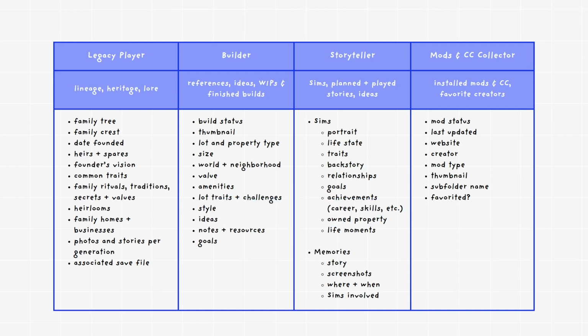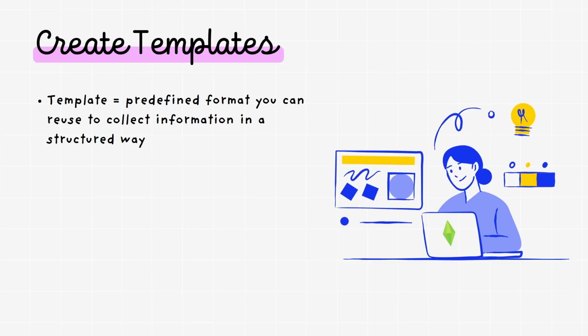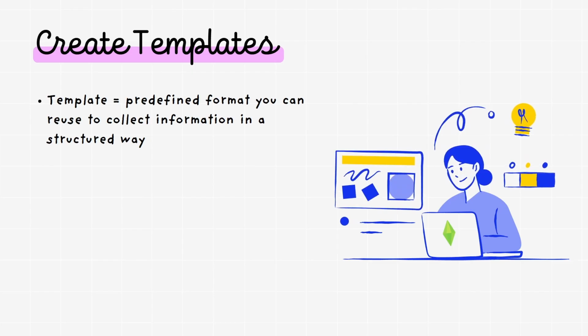But as you can see, even if you focus on one purpose, there's still quite a lot of little things that you want to keep track of. A lot of little details you want to remember. How can we make it easier to keep track of all these things? The solution is to create templates. A template is a predefined format you can use to collect information in a structured way. Once you know what you want to keep track of, you can create a template with fields for those details. Then you can just fill in those fields as you go instead of being intimidated by the blank page.